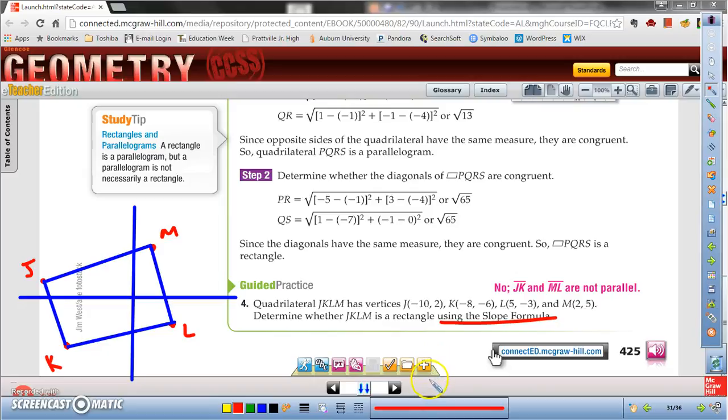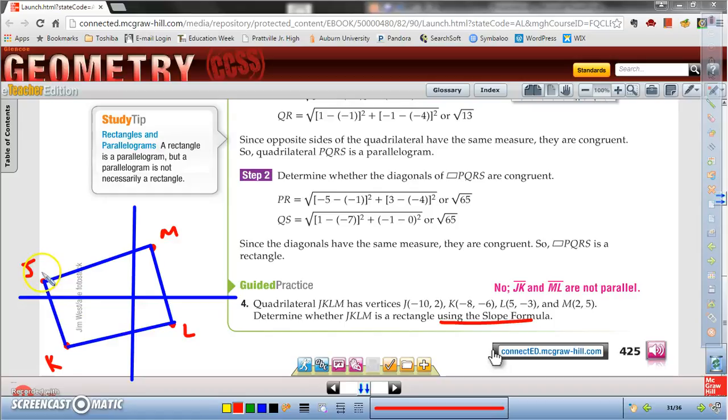So first thing I want to do is to determine whether or not this is a parallelogram. And to determine using the slope formula if this is a parallelogram, what I'm going to do is find the slope from J to M and find the slope from K to L and compare them. We learned a while back that the slopes of parallel lines are equal. So what I'm looking for is that the slope of JM and the slope of KL are the same. That would tell me that these two lines are parallel.